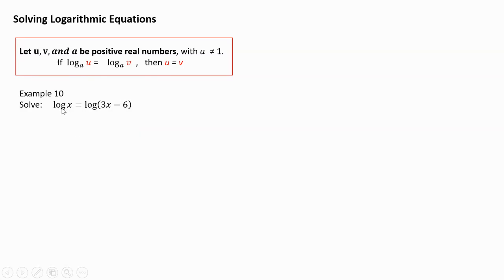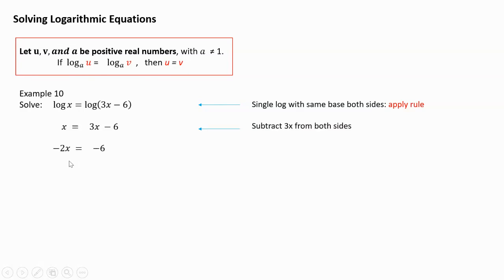So here, guys, log base 10 of x equals log base 10 of (3x minus 6). So they have the same logs in the same base. So by rule, x must equal 3x minus 6. We subtract 3x from both sides, so it's going to give us negative 2x equals negative 2. We divide both sides by negative 2, so the answer is 3.